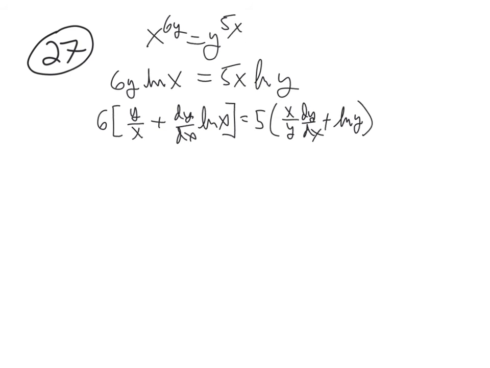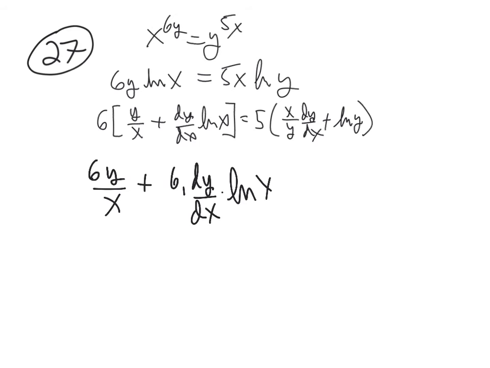So let's distribute the 6 through. So 6y over x plus 6. Well, actually, let me do this. I'm going to write this, and then I'm going to erase it, not carry it all the way through. Okay, distribute the 6 through. Now, this is all multiplied, so it doesn't matter what order I multiply them. And I could bring that 6 over in front of the ln, because it's commutative, right? And then I can get rid of it. I can rewrite it as an exponent.